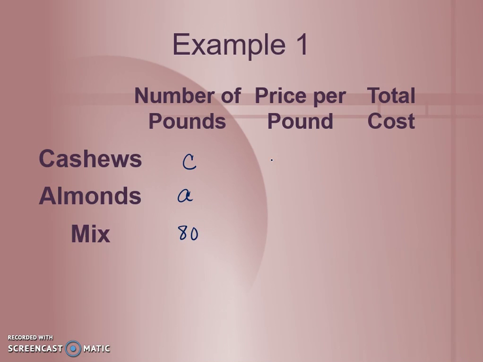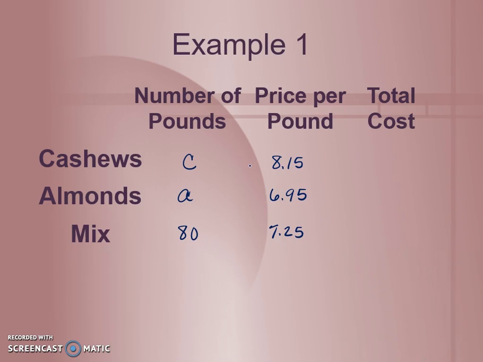Then our cashews start out at $8.15 per pound. Our almonds start out at $6.95 per pound. And our goal for our mixture, our price, will be $7.25 per pound. And then our total cost.